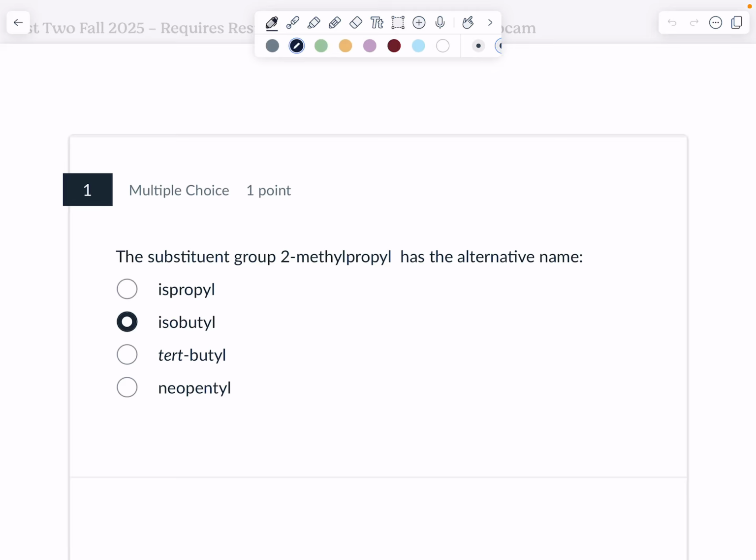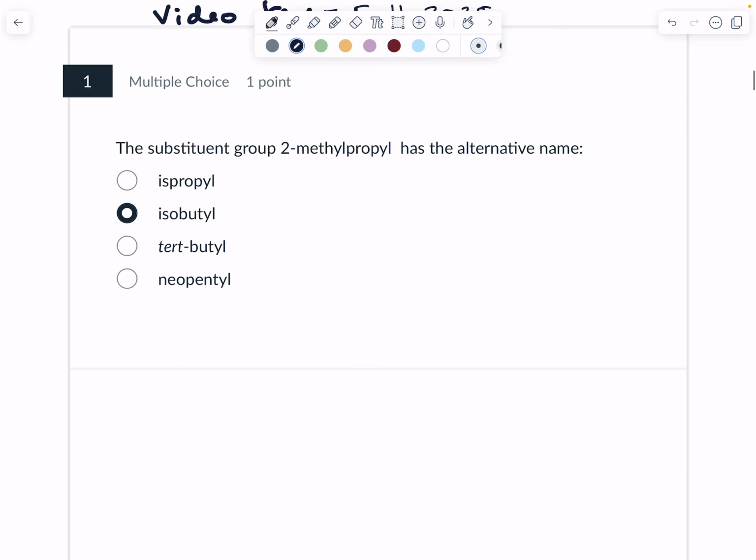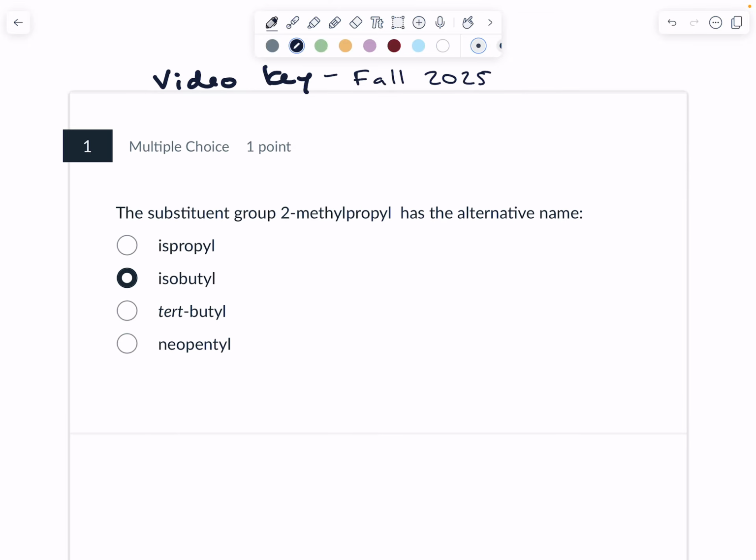This is my video key, but it's also a chance for me to check the exam. So I might be finding errors, but this is my video key for fall 2025 for my online class for exam 2. So I'll start with the first one: substituent group 2-methylpropyl has the alternative name.